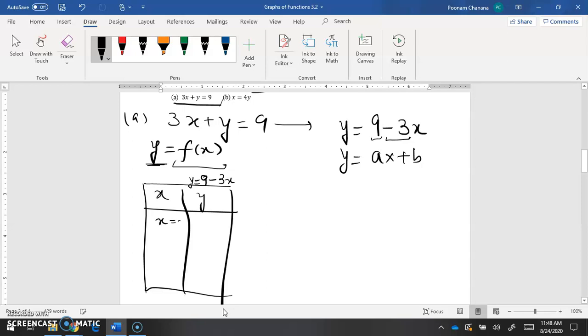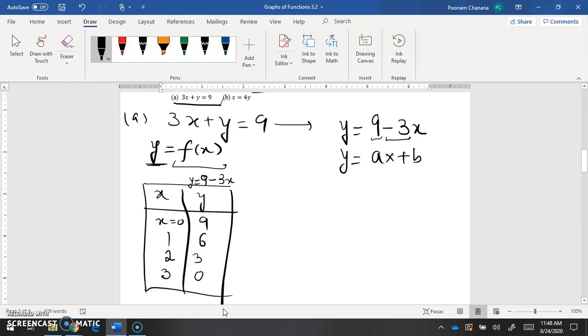If x is 0, y value would be what? 9 minus 3 times 0, 9. If x is 1, y will be 6. If x is 2, y will be 3. If x is 3, y will be 0, right? So these are your values on the table.